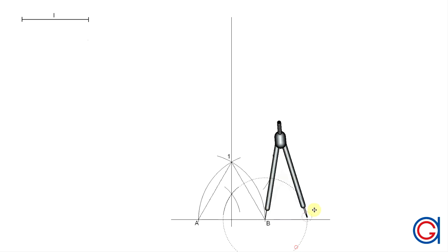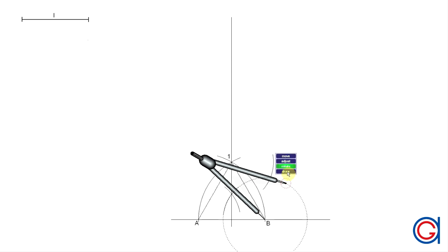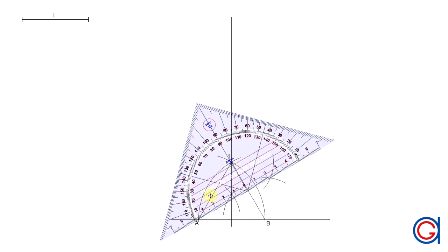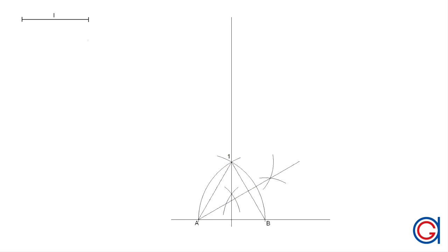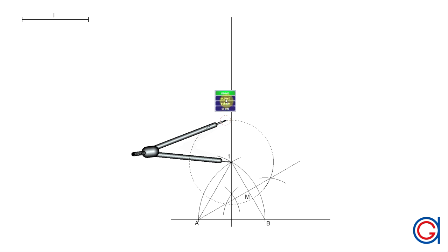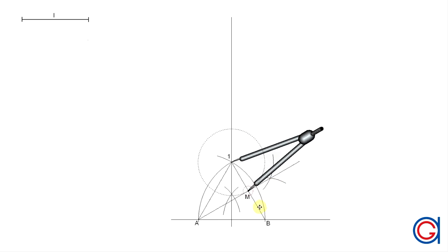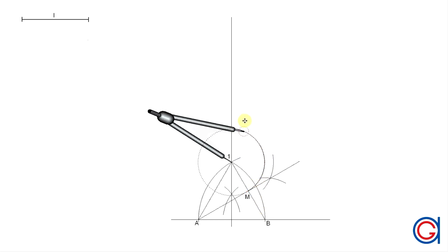Again, setting our compass slightly longer than the length 1B, we draw or scribe two intersecting arcs. Now, setting our ruler on point A, we draw a line through the intersecting arcs. This line cuts the line 1B at a point which we will call M, as shown here. The next step is to set the compass to the length 1M, and centering the compass on the point 1, we scribe an arc until it cuts the vertical line at a point which we will call O, as can be seen here.